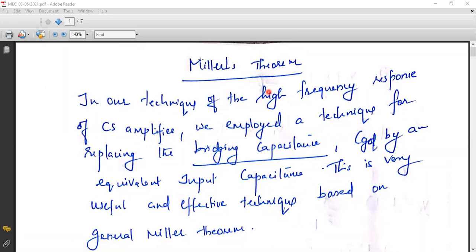So we have a simple equation for Miller theorem. By some approximations, we will come up with an equation, and by using that particular equation, we will compute the cutoff frequency in a much more prominent way. So I hope you got the objective of studying this particular topic, right? We are going to compute the high frequency cutoff for a CS amplifier by using this particular theorem.